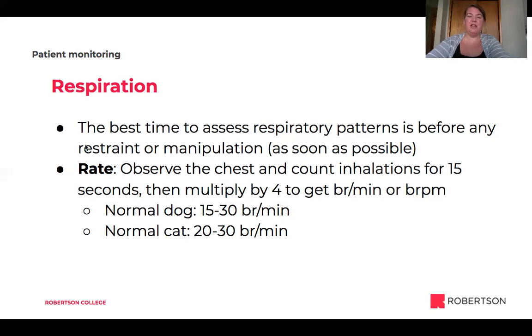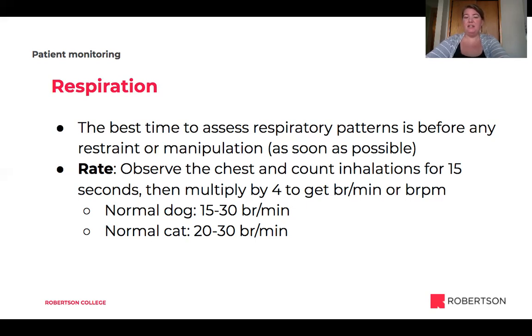So first thing I like to do is check that respiration. I can take a respiration rate by observing the animal. So I just need to look at the animal at this point. I'm going to watch that chest rise and fall as they're breathing, and I'm going to count how many breaths that animal takes in 15 seconds.